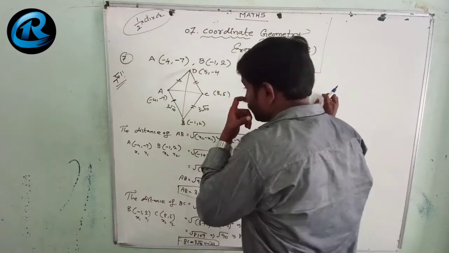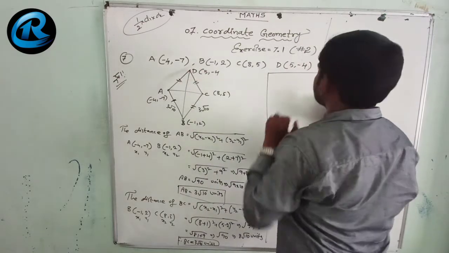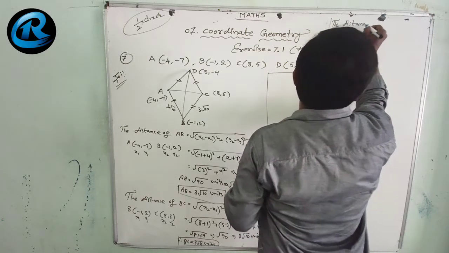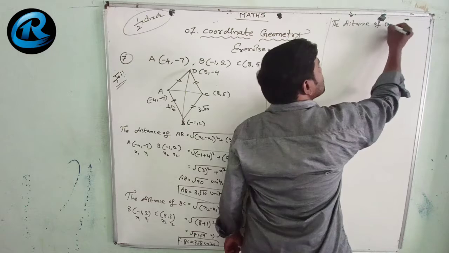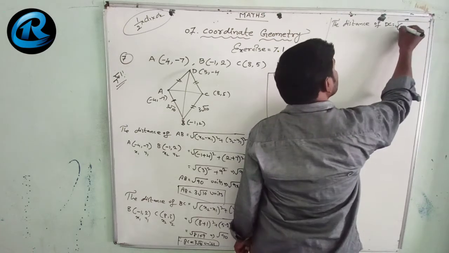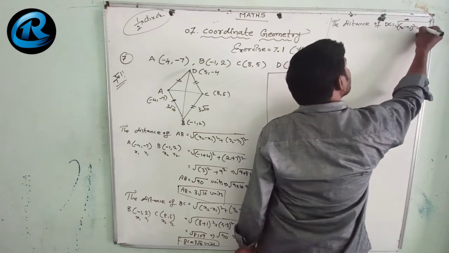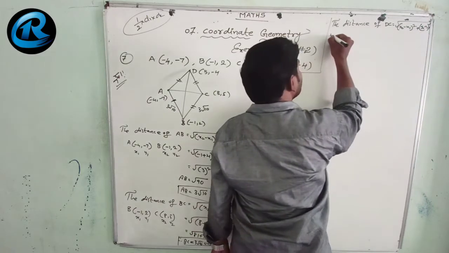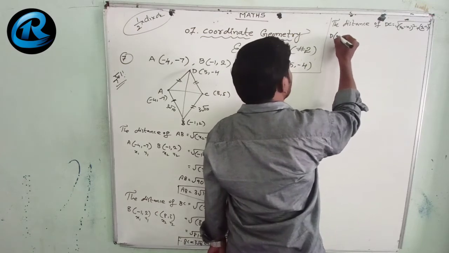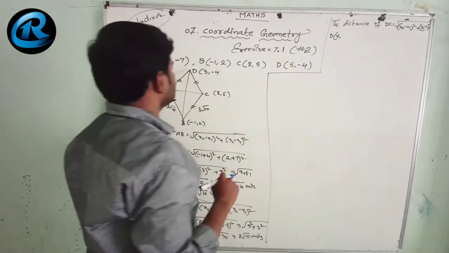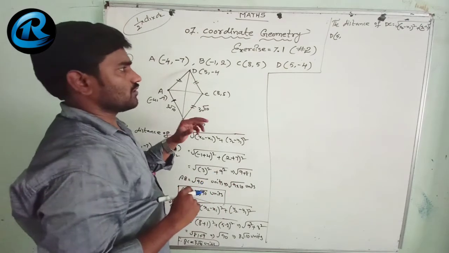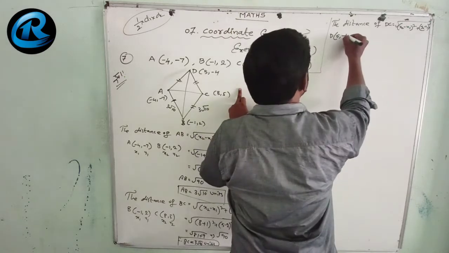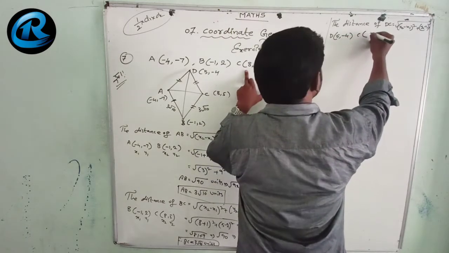Next we go for DC. The distance of DC equals root of x2 minus x1 whole square plus y2 minus y1 whole square, where D point is 5 comma minus 4 and C is 8 comma 5. DC or CD, no problem.